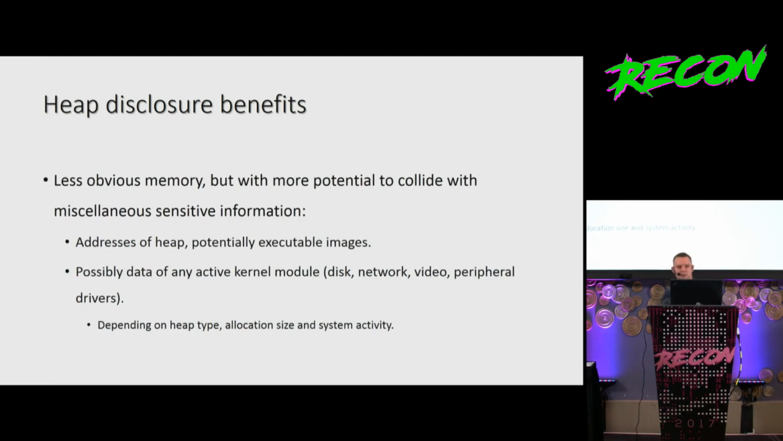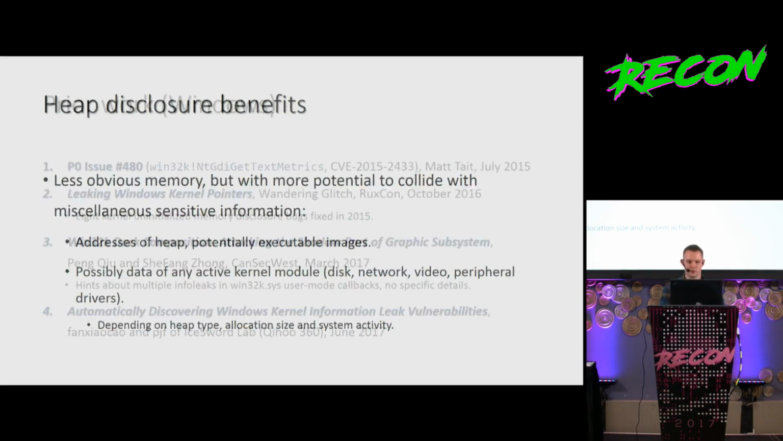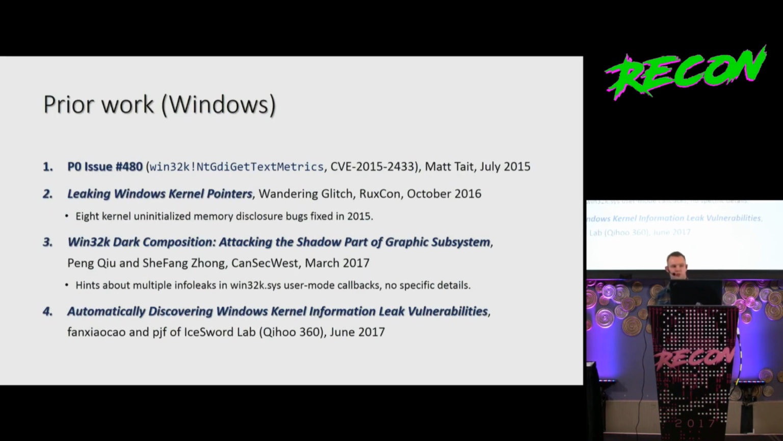But when it comes to the heap, it's a little bit different. The memory that we are leaking is a little bit less predictable, but it has more potential to actually leak something more interesting. By design, we get addresses of the heap and potentially executable images, but in reality, we could possibly get data of any active kernel module that creates an allocation in the kernel and then frees it at the right moment. So I also wanted to talk a little bit about the prior work in Windows and Linux.